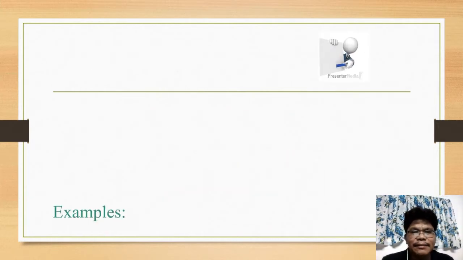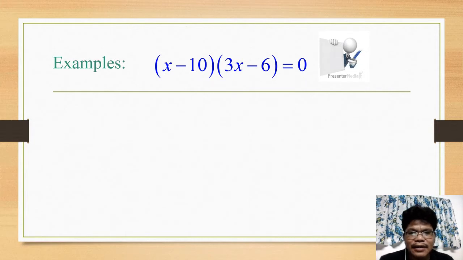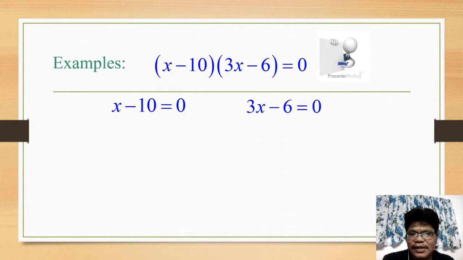So let us now proceed to the example. The quantity of x minus 10 times the quantity of 3x minus 6 equals 0. Now x minus 10 is what we call the first factor. 3x minus 6 is the second factor. Now, if we're going to apply now the zero factor theorem or the zero factor property, meaning we need to equate both factors equal to 0. So that's why yung x minus 10 as the first factor equate to 0, so it becomes now x minus 10 equal to 0. The same with yung second factor na 3x minus 6, so it becomes now 3x minus 6 equals 0. So both equations are an example of first degree equation, o ito yung tinatawag nating linear equation.